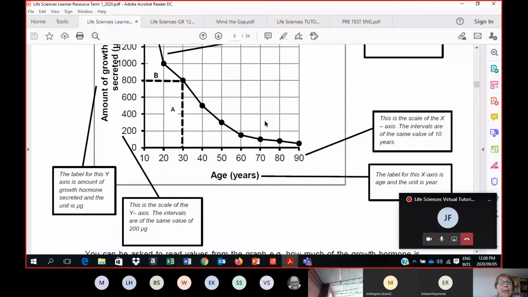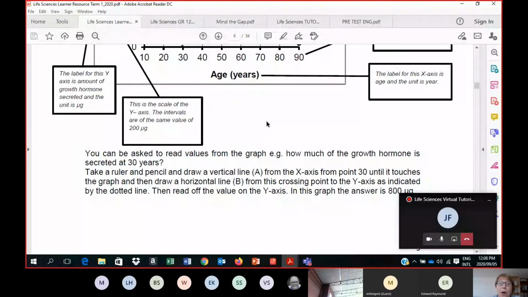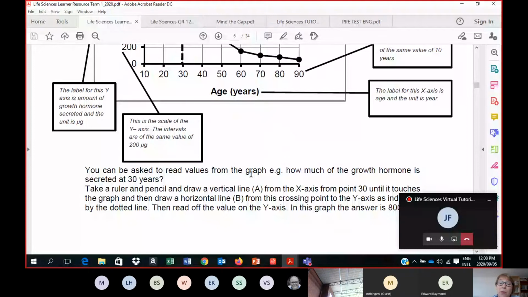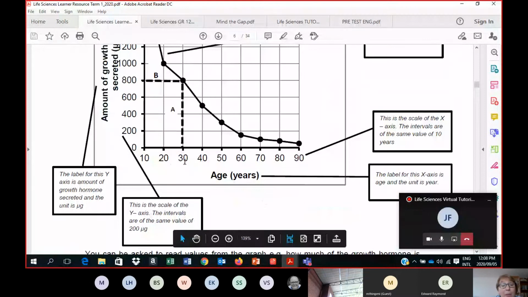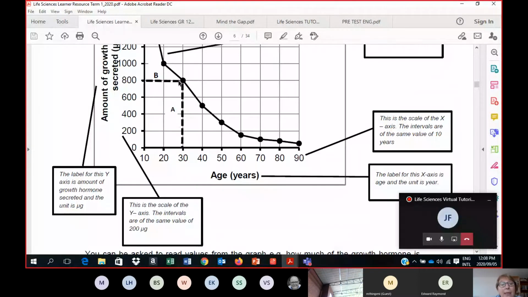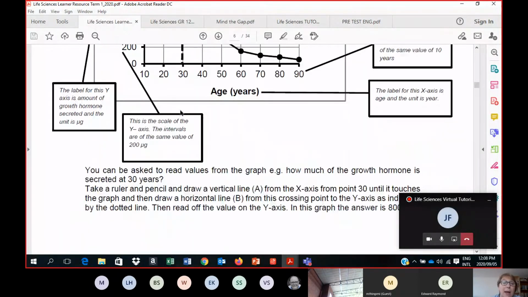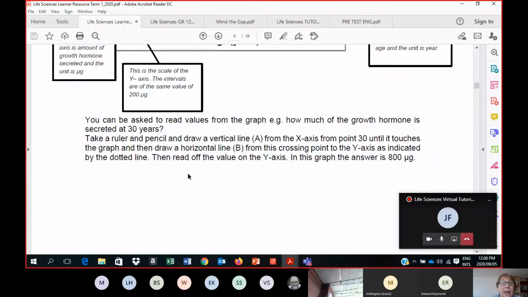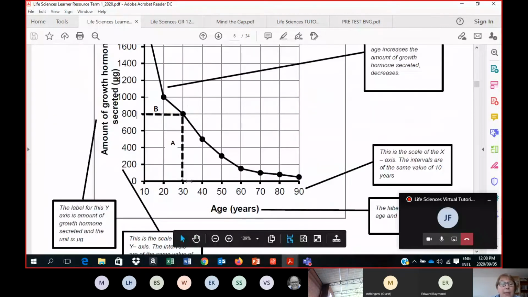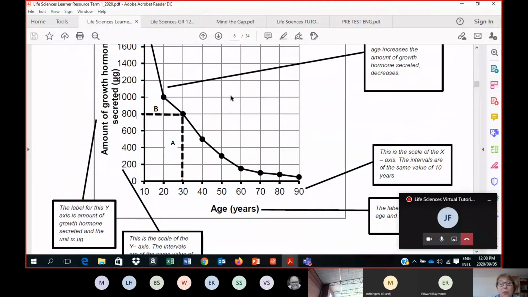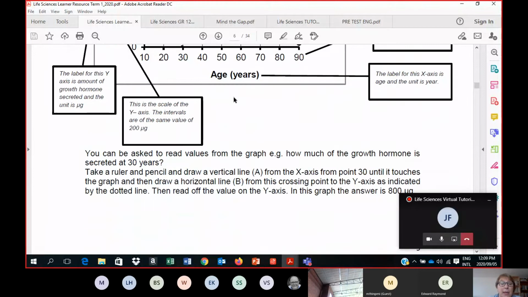Okay. Right, then sometimes they ask you to read values from the graph. So for example, how much of the growth hormone is secreted at 30 years? So what you do is you get your ruler and you put your ruler up vertically over here on 30, and then where it touches the graph, you draw another line going across, and then you read the value over here from the y-axis. So that's the first one. And yeah, so that is also an important skill. So as I said, you take your ruler till it touches the graph, and then you read your answer off from either the X or the Y axis, depending what the question is.